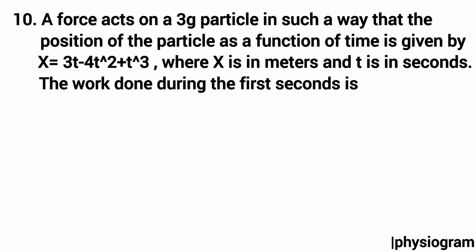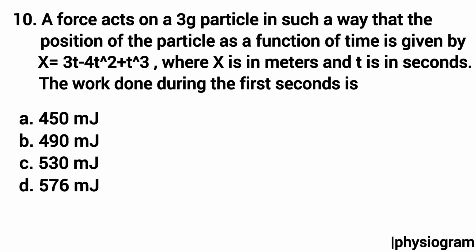Next, question number 10: a force acts on a 3-gram particle in such a way that the position of the particle as a function of time is given by x equals 3t minus 4t square plus t cube, where x is in meters and t is in seconds. The work done during the first 4 seconds is, options are A 450 mJ, B 490 mJ, C 530 mJ and D 576 mJ.